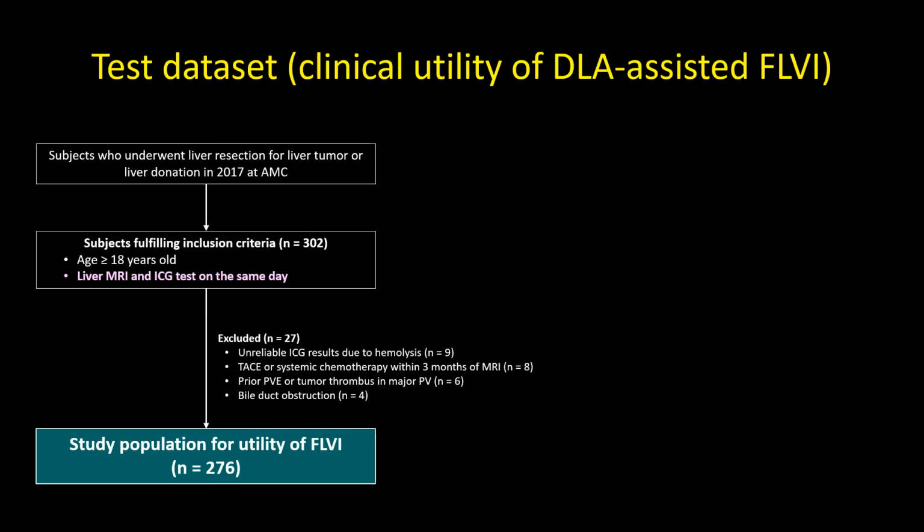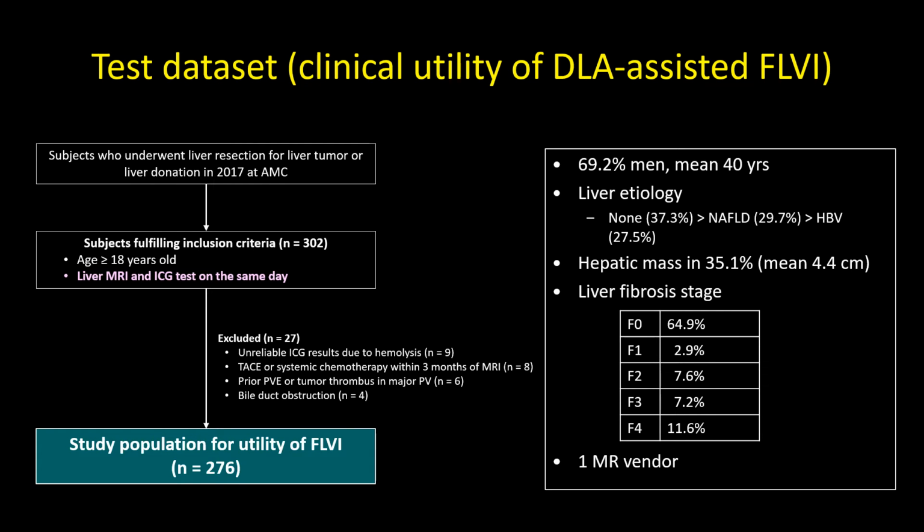We tested the clinical utility of the calculated functional liver volume index in 276 patients who underwent Gadoxetic acid-enhanced liver MRI and ICG test on the same day. The characteristics of the patients were as follows, and one MRI vendor was used to obtain liver MRI for this group.